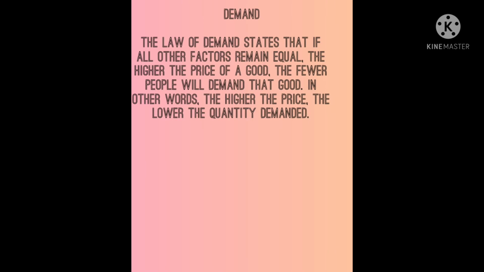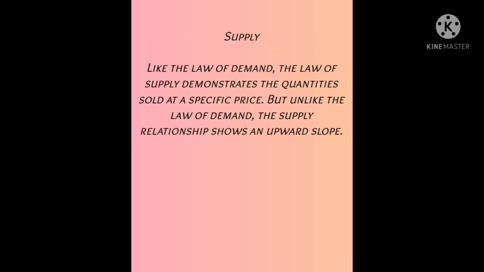And now let's try to look into the demand. The law of demand states that, all other factors remaining equal, the higher the price of a good, the fewer people will demand that good. In other words, the higher the price, the lower the quantity demanded. The amount of a good that buyers purchase at a higher price is less because as the price of a good goes up, so does the opportunity cost of buying that good. As a result, people will naturally avoid buying a product that will force them to forego the consumption of something else they value more.